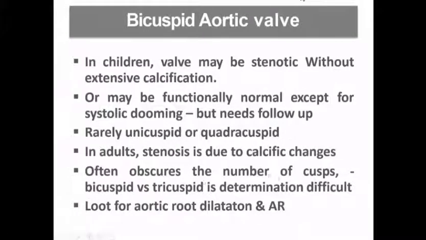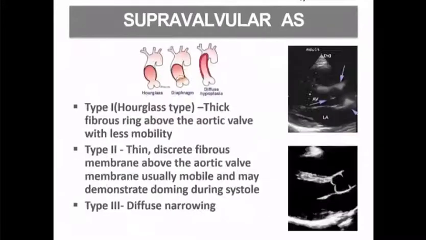In such cases, you can go for TEE and look for the aortic root dilatation, because a bicuspid aortic valve is usually associated with dilatation of the aorta. They are a risk for future aortic dissection.